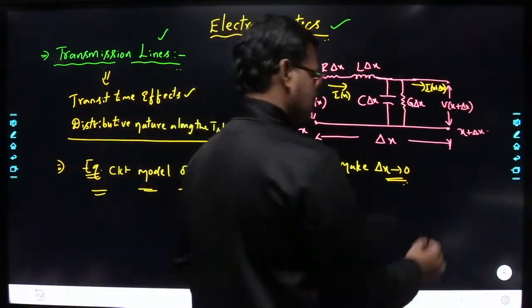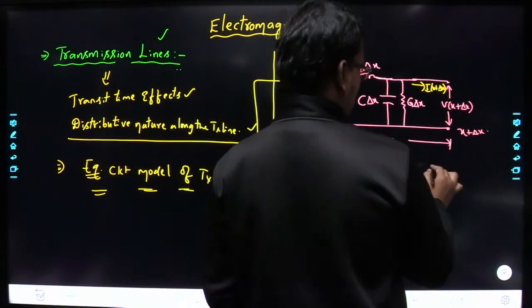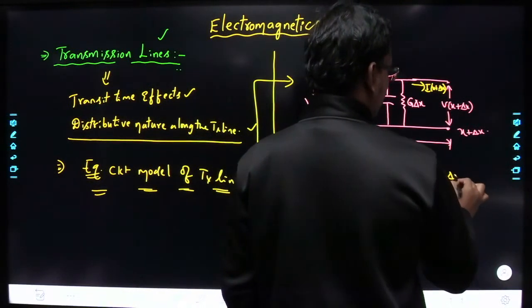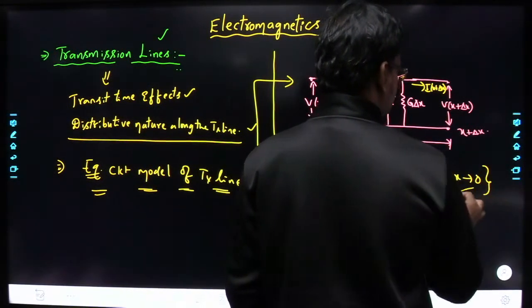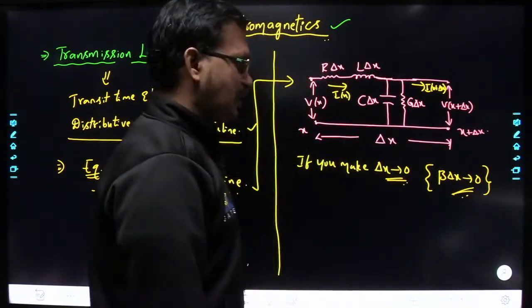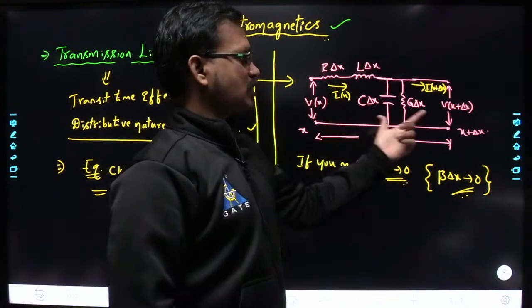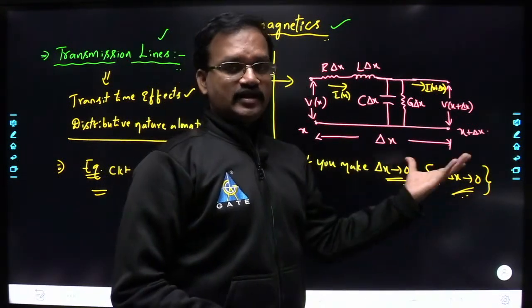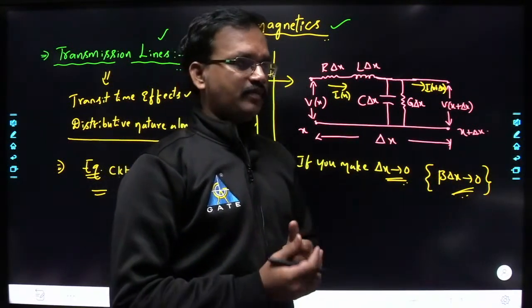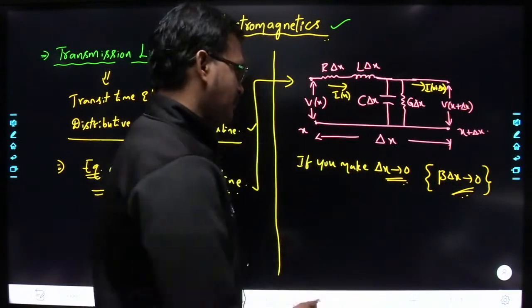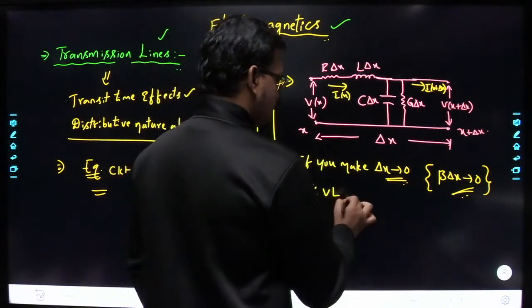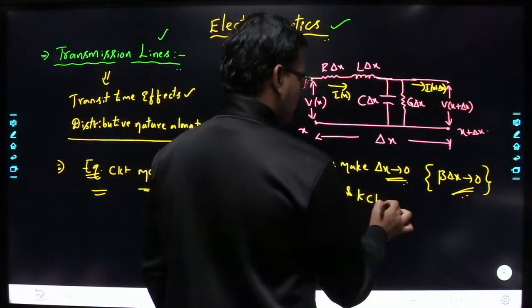Understood? So the spatial phase shift between source and load is nothing but beta into delta x. So this will tend to 0. Under this condition, if we neglect the spatial phase shift between source and load, then we can happily apply KVL and KCL. So in this case, KVL and KCL we can apply here.